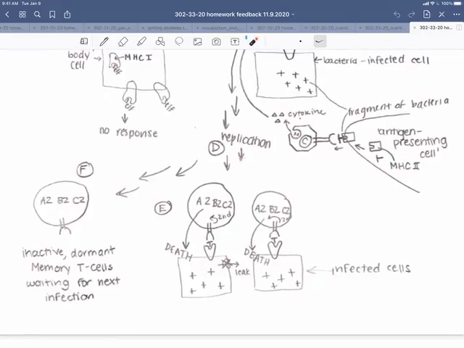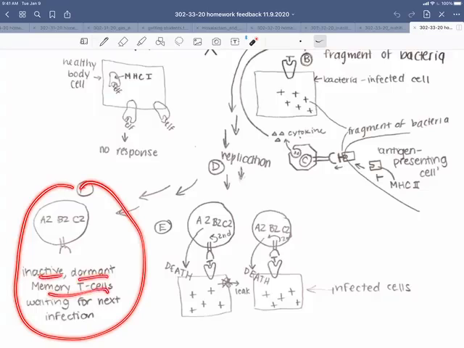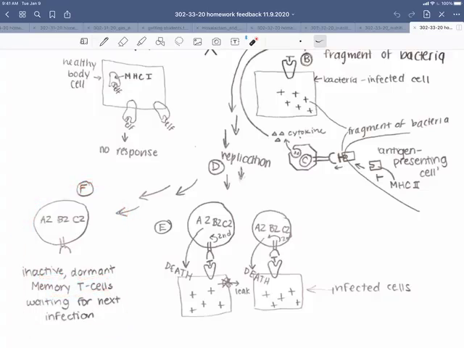So we get many copies of our A2, B2, C2, and most of them go on to, now activated, bind to any cell that has an MHC class 1 showing our invader, and when they do, they have a variety of attacks that they can make that will kill those cells, including things like reactive oxygen species and a whole bunch of others. Some of those cells stay inactive, dormant, as memory T cells waiting for the next infection.